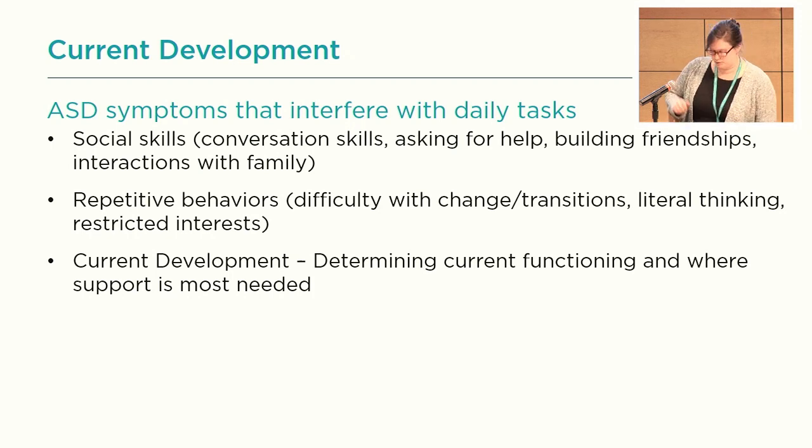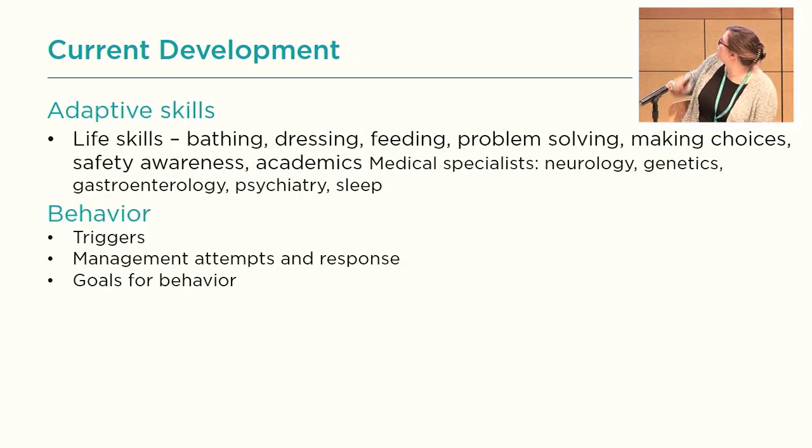So again, we talked about life skills, bathing, dressing, feeding. Can they solve problems on their own? Can they make choices? Are they happy with their choices? Are they aware of safety issues? Are they running out into traffic? Are they doing things that seem really dangerous to others, but they don't seem to recognize that it's dangerous? Are they keeping up academically at school?